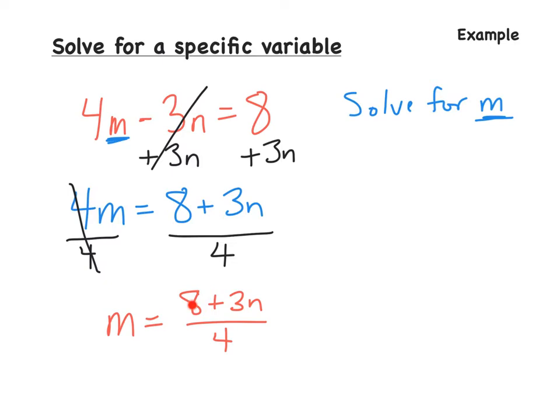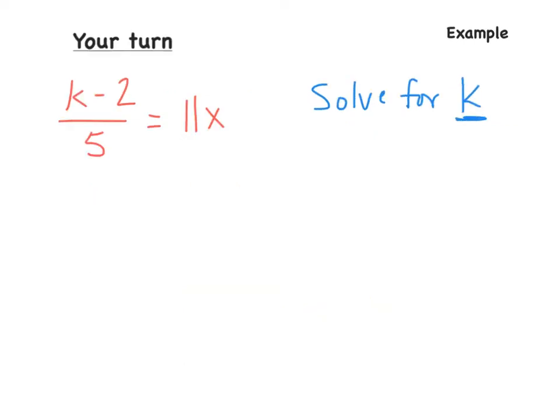If we think, what is 8 divided by 4? That would be 2. And then if we have 3 divided by 4, we could just rewrite that as a fraction. So that would also equal 2 plus 3/4 n. Both of these are the same exact thing: 8 plus 3n divided by 4, and 2 plus 3/4 n. So now I want you to pause the video, try to solve this one, and unpause the video when you're ready to see what I've done.